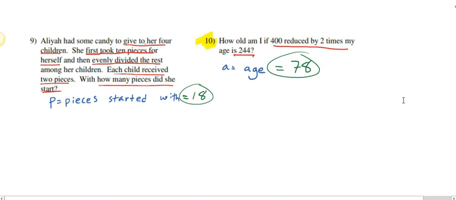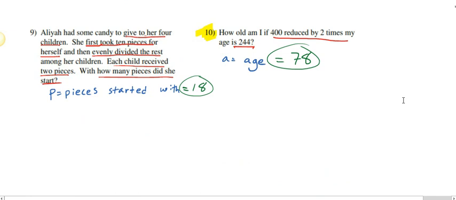Okay, the other one I want to do with you is number 10, just because I think it's interesting. This is what you're going to need to do with 9 through 14, I think it is actually: create the equation on your own. You need to create it. This says, how old am I if 400 reduced by 2 times my age is 24?